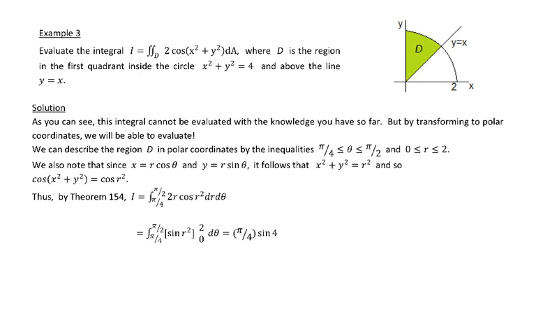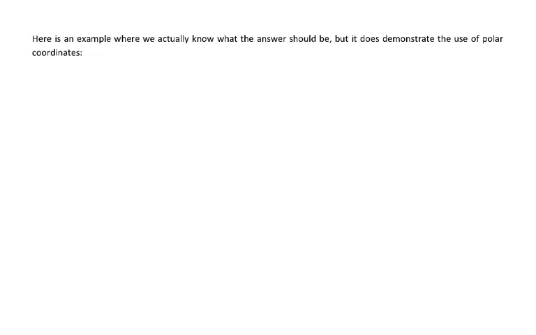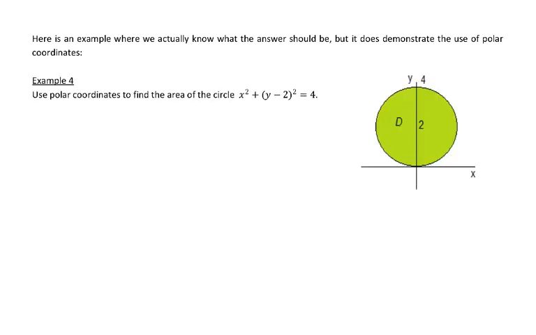Let's do one more example. In this example, we actually know what the answer should be, but it is a very useful example to demonstrate the use of polar coordinates. We are instructed to use polar coordinates to find the area of a circle that basically has a radius of 2. We know how to calculate the area of a circle with radius 2, and we know that the answer will just be 4 pi.